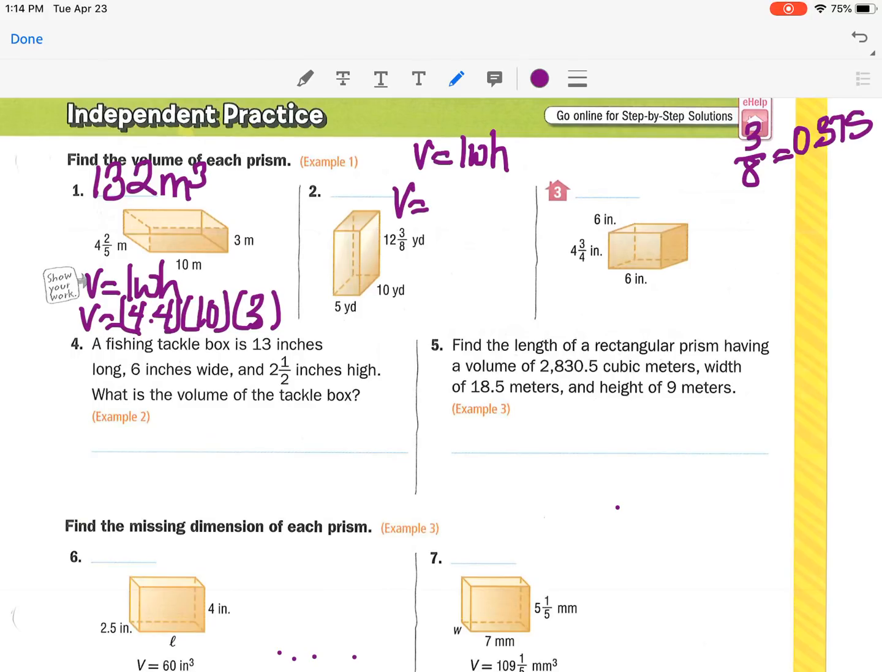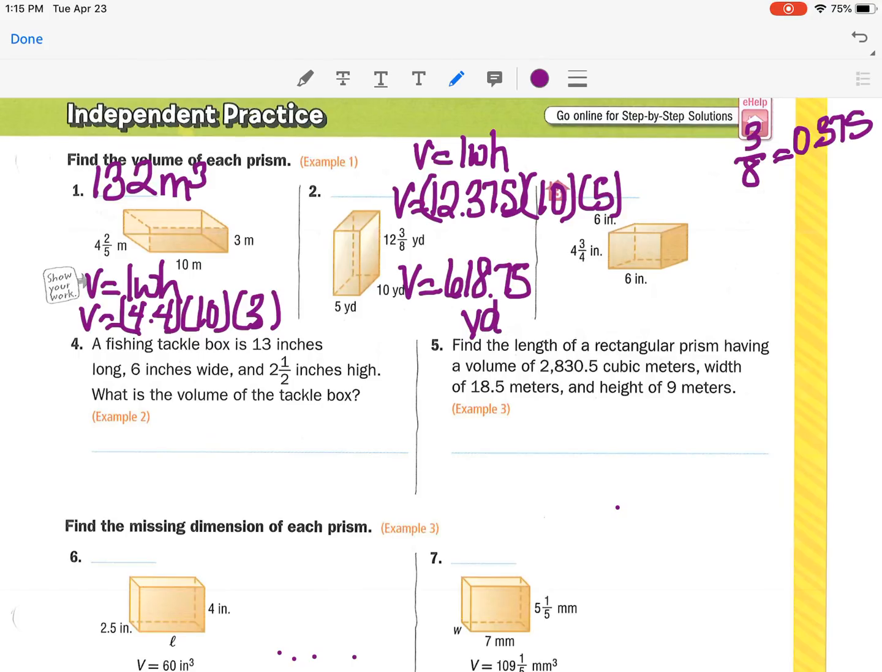So V equals 12.375 times 10 times 5. So I'm going to multiply all of those together, and I'm going to get that V equals 618.75 yards cubed. Okay, let's take a look at this next one.